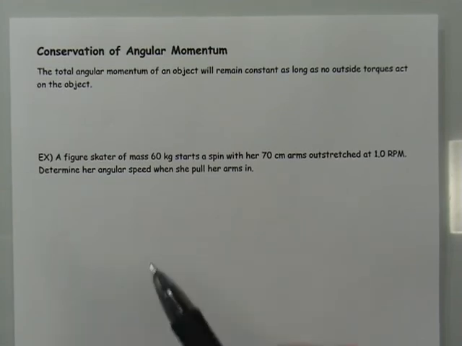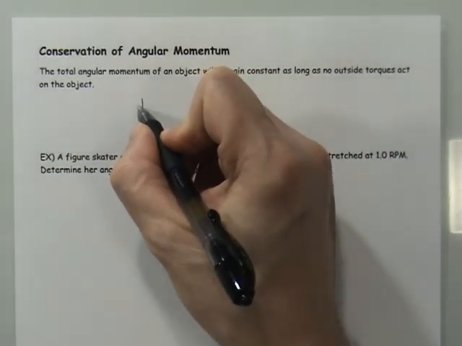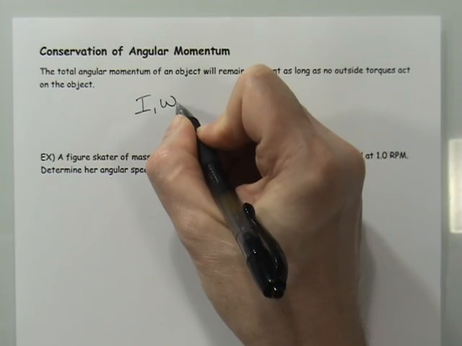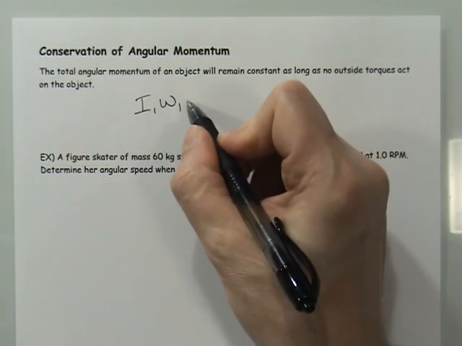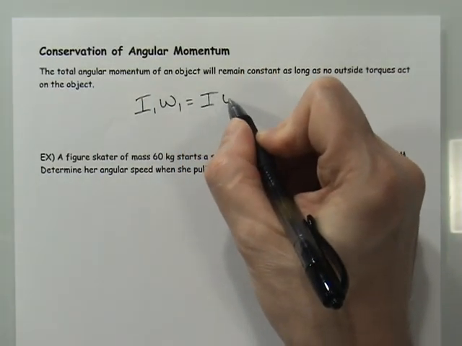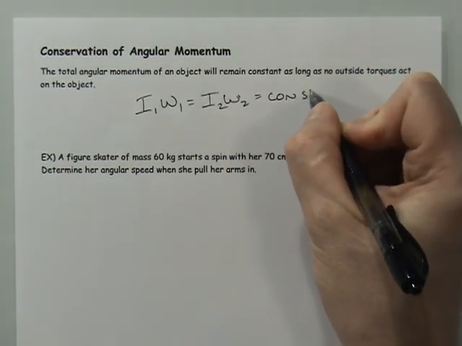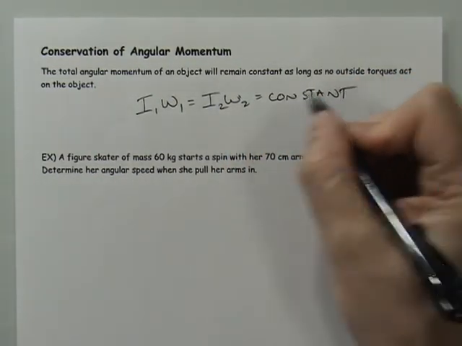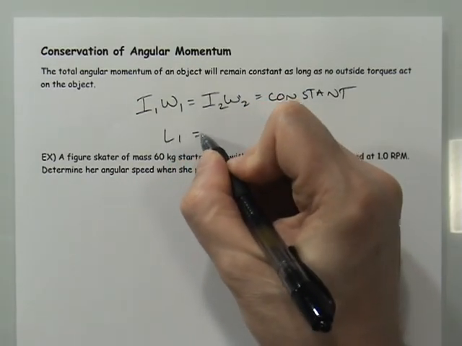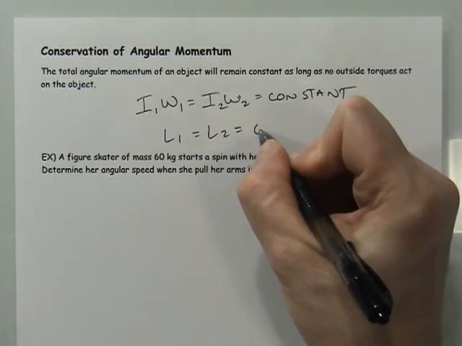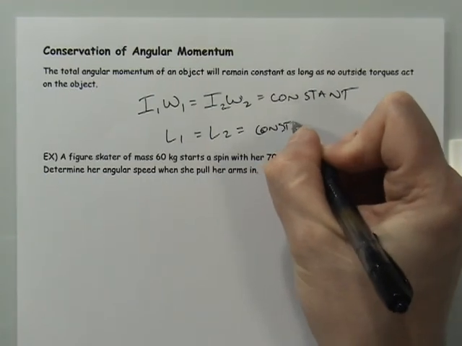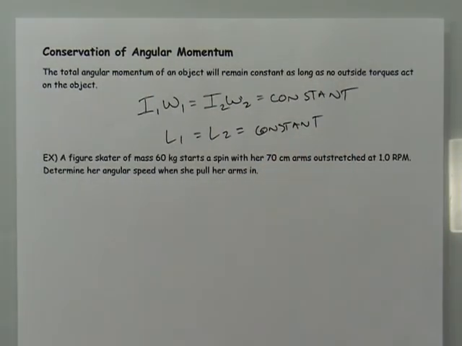What it's essentially saying is that, remember, angular momentum is I times omega, and no matter what we do, when we multiply those two things, they will always be equal to a constant. Or that is to say that L1 will always be equal to L2, which will always be equal to some constant value.